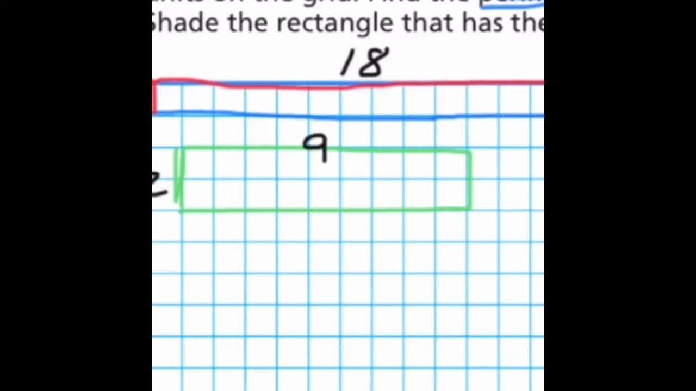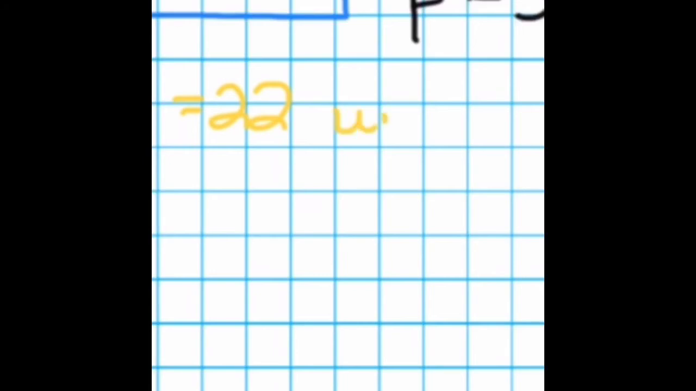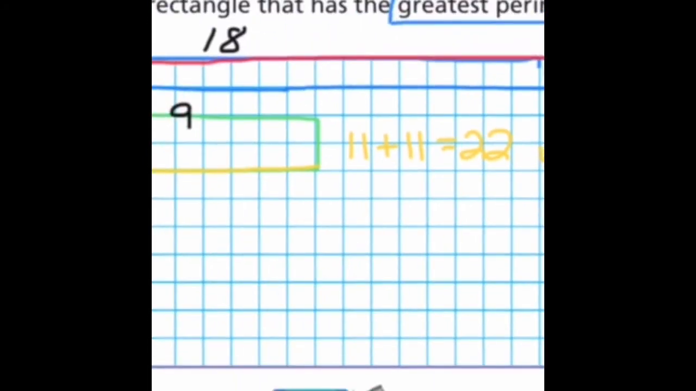2 times 9 equals 18. So my area is 18 square units. Now let's take a look at our perimeter. 2 plus 9 gets me halfway around. 2 plus 9 is 11. And 11 plus 11, that one's an easier math problem, equals 22 units. So my perimeter is 22 units on a 2 by 9.